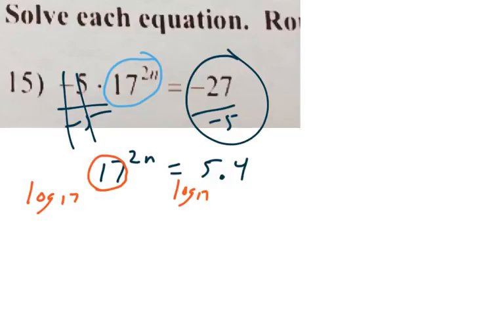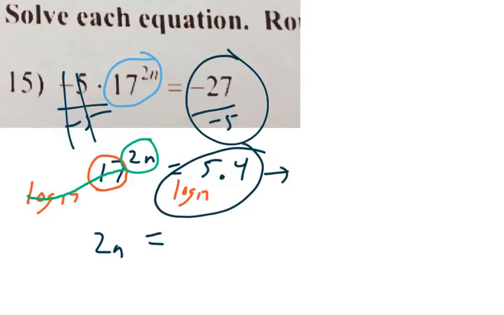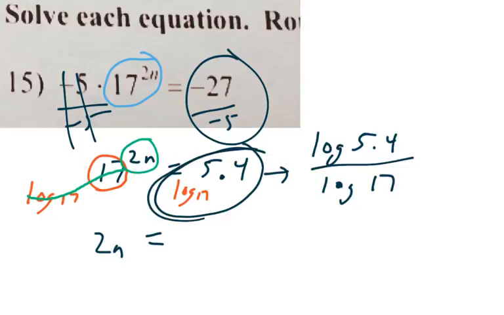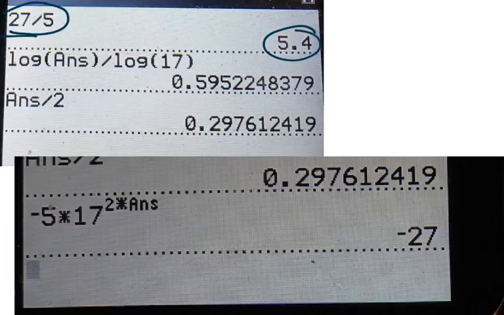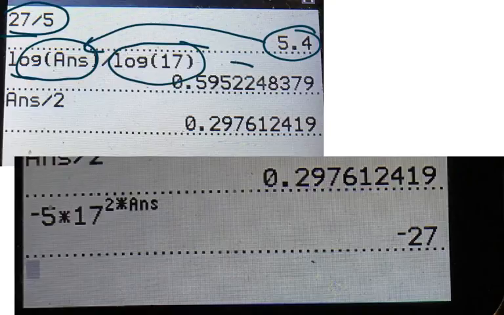The log base 17 kills off the 17 base, and I'm just left with 2n equal to whatever this is. Now guys, hopefully by now you know change of base. You're going to take your calculator and do the log of 5.4 and divide by the log of 17. That's how you do log base 17 of 5.4 using change of base. With the calculator, when I do the log of 5.4 divided by the log 17, I get 0.5952.